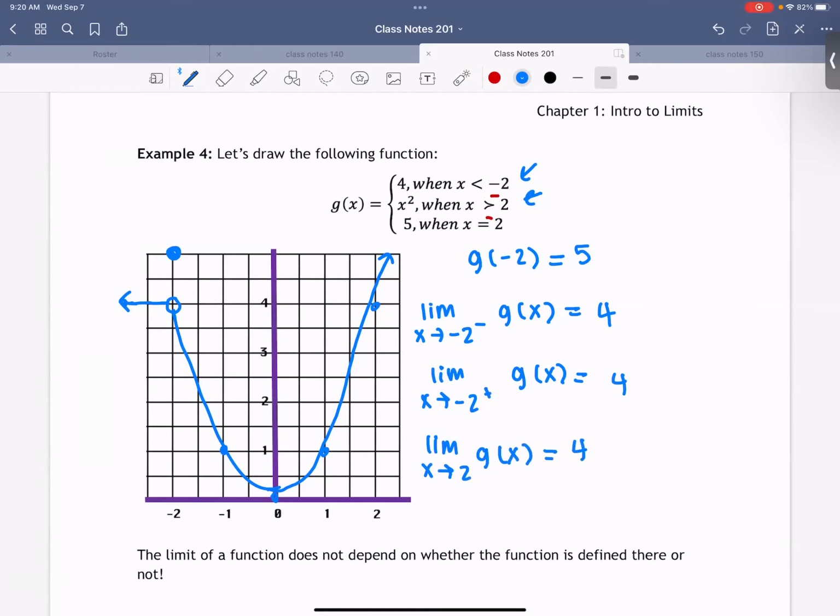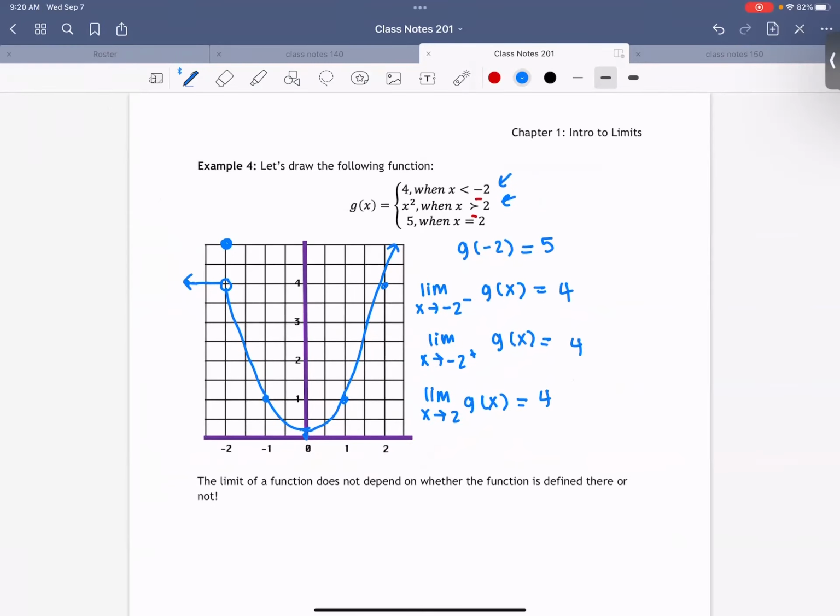Okay. So basically what we're seeing is it doesn't really matter what the function is at -2 or any point. The limit is based on behavior to the left and to the right. So what we're expecting the function to take on, not what the function actually is. Okay, so I have here the limit of a function does not depend on whether the function is defined there or not, or even what the function is at that point. Okay, any questions so far?